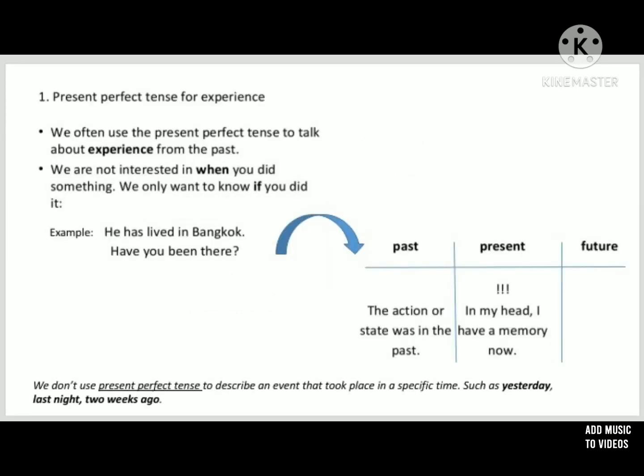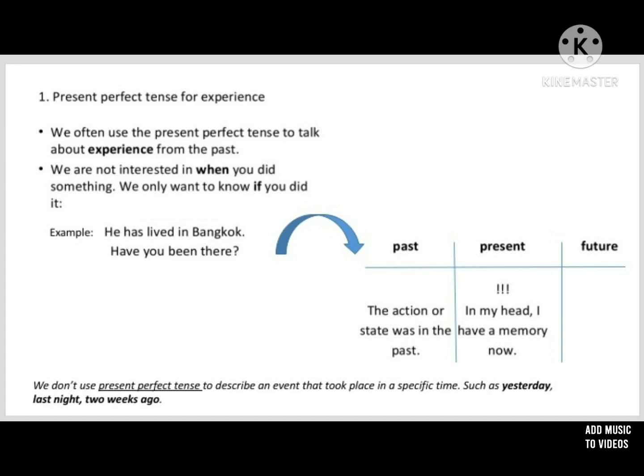Right, now let's see how we can use present perfect tense to express experience. We often use the present perfect tense to talk about experience from the past. Here, we are not interested in when you did something. We only want to know if you did it. Now look at the examples. He has lived in Bangkok. Have you been there? So these action or states was in the past.